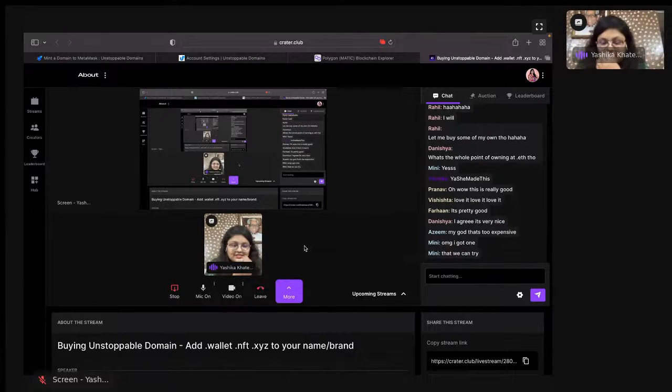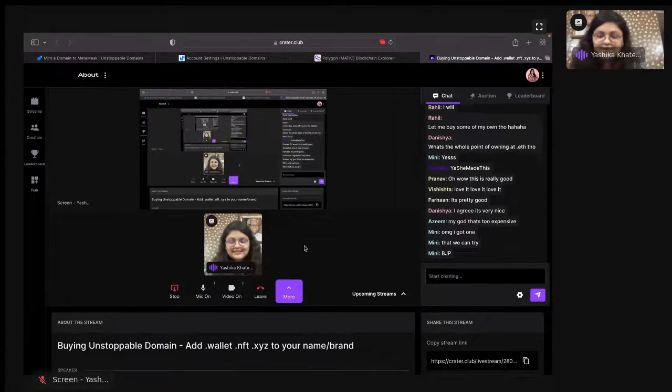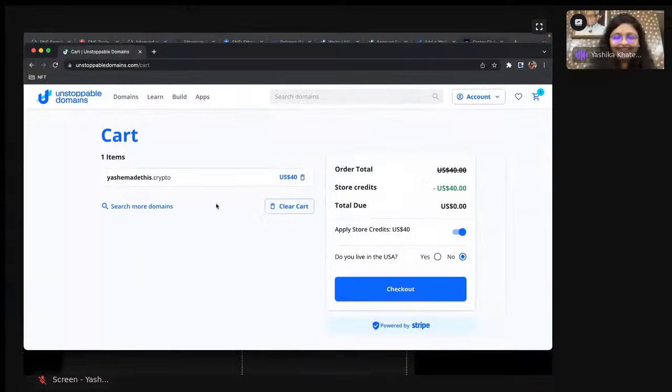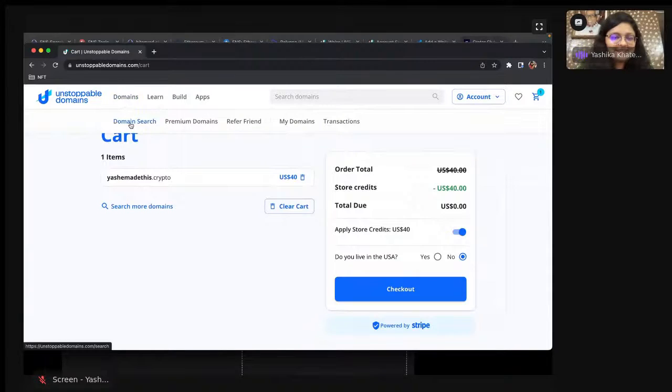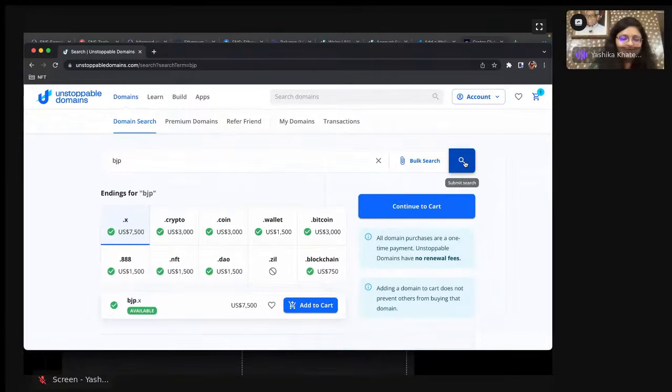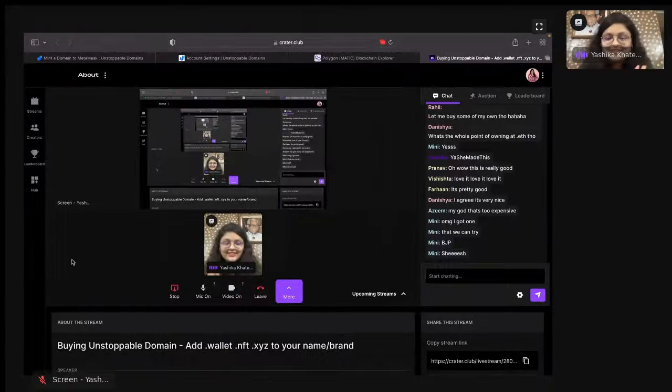Minnie says, "Oh my God, I got one that we can try." What is it, Minnie? Tell me. I'm excited. Looks like you have got a great idea. Oh, BJP. I don't think they'll have this option, but it'll be good to try. Why not? Let me go to domain search and see if it would allow me to do something with BJP. Oh, you see, it's $1,500. First of all, why? Okay, $3,000 if it is crypto, and why? Because it's a three-letter name.